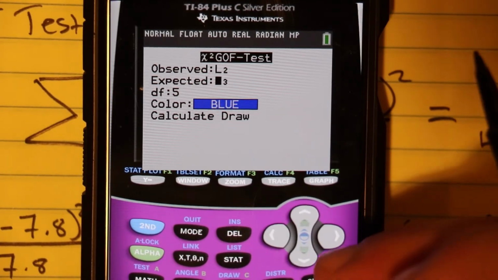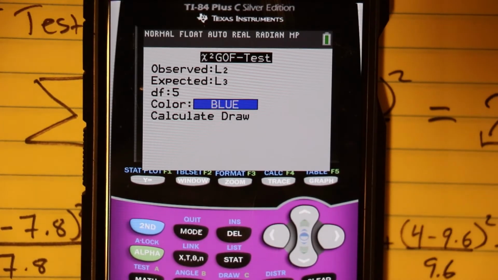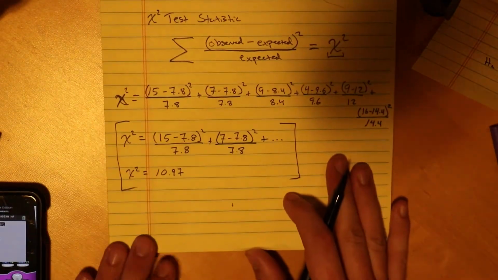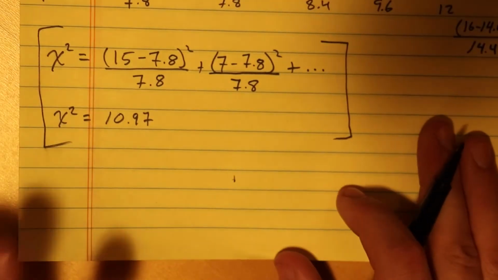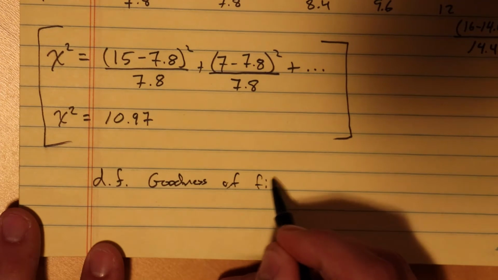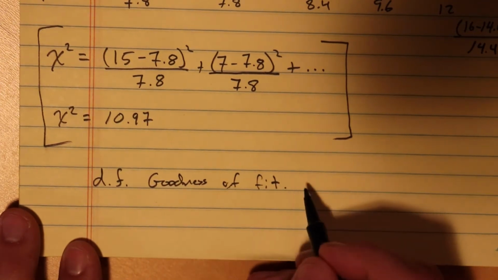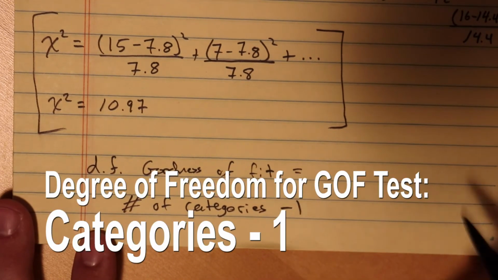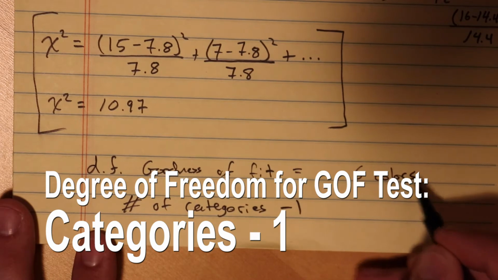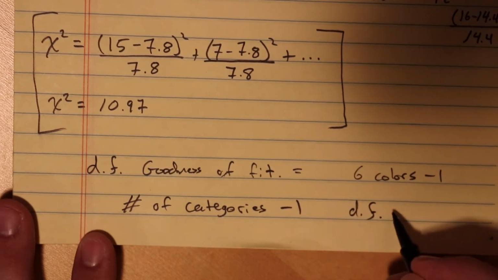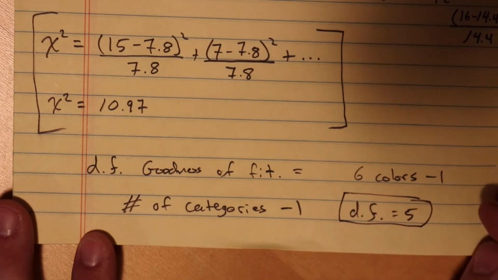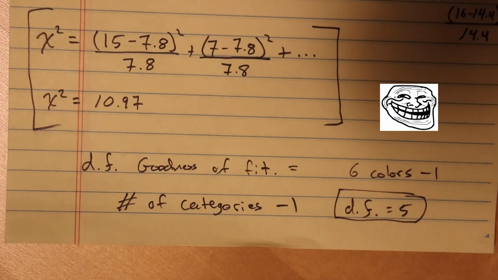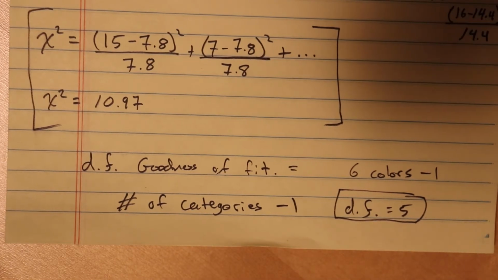degree of freedom. So we haven't talked about that yet. Let's talk about it right now. The degree of freedom for a chi-squared test, goodness of fit, is the number of categories minus 1. And so in this case here we had 6 colors. So our degrees of freedom for this particular test is 5. Mr. French, why is it like that? Well, the answer is beyond the scope of this class. We're just going to leave it at that.